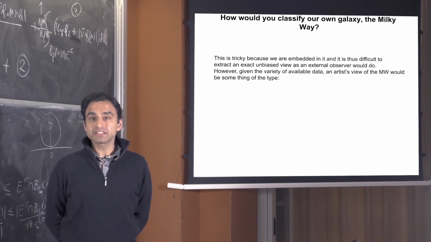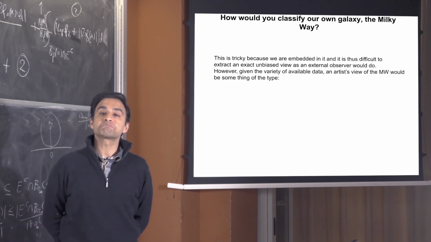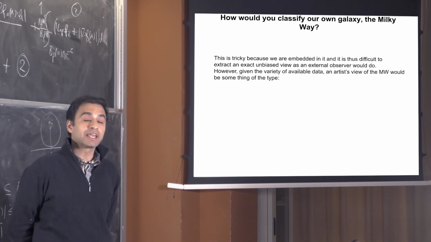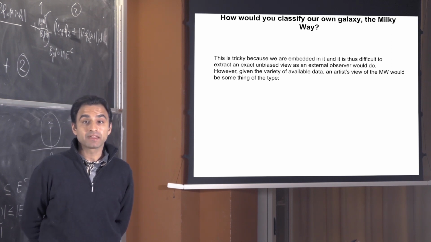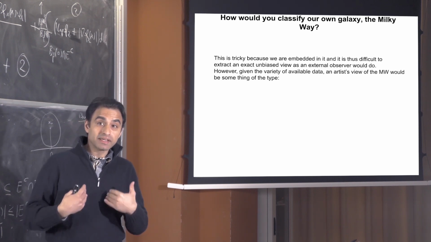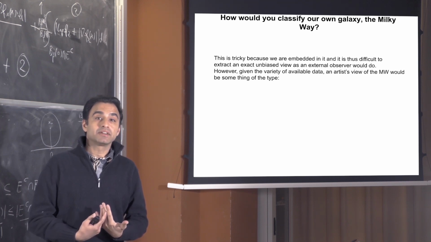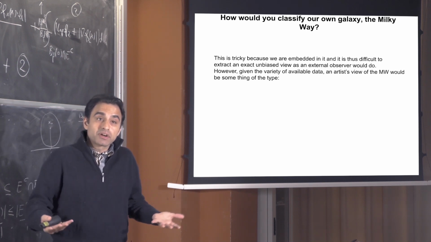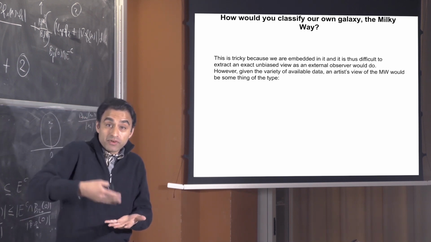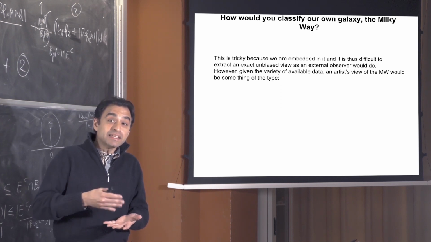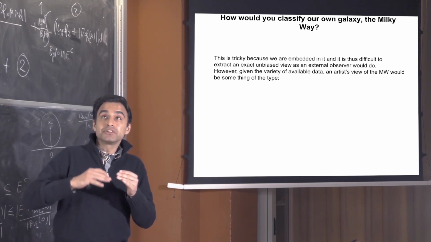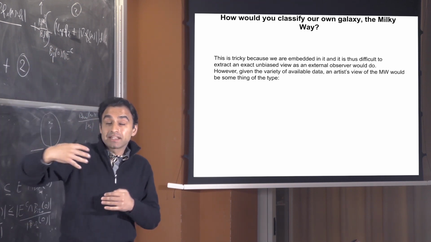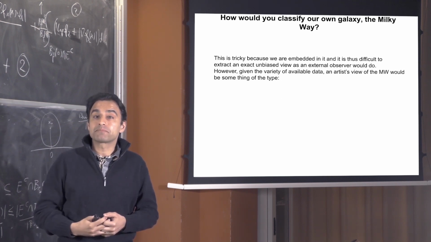How would we classify our own Milky Way? Well, of course, it is not that easy to classify our own galaxy, and the reason is because we live inside our own galaxy. So it is difficult for us to observe the full spiral structure of our own Milky Way. It is paradoxically easier to see the full spiral structure of a distant galaxy, for example the Andromeda galaxy, rather than the spiral structure of our own Milky Way.